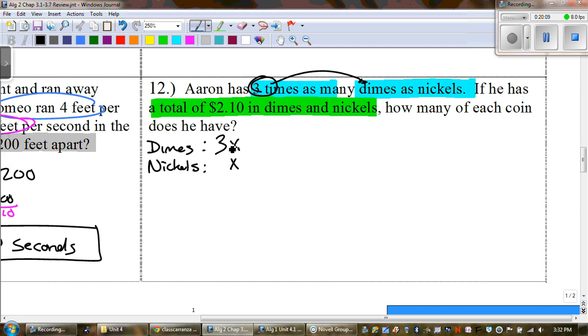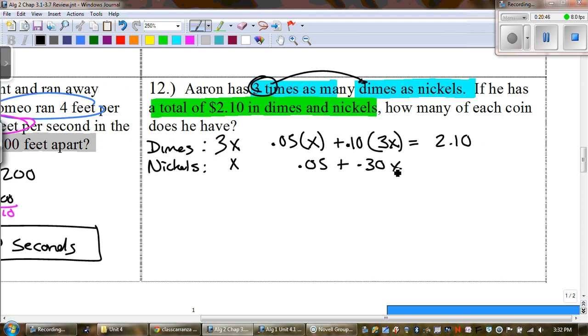Now, the next thing that we have to do, we would normally set up x plus 3x equals 210. But we can't do that because one, we're talking about quantity, and the other, we're talking about value. So we have to give these a value. So what we're going to do is multiply the x by 0.05 and the 3x by 0.10. And then when we do that, we get 0.05x plus 0.30x equals 210.